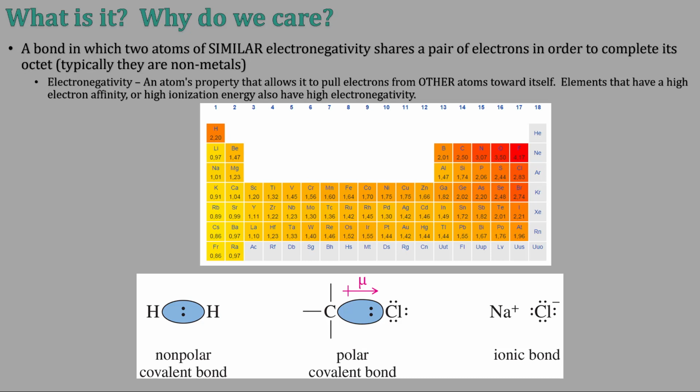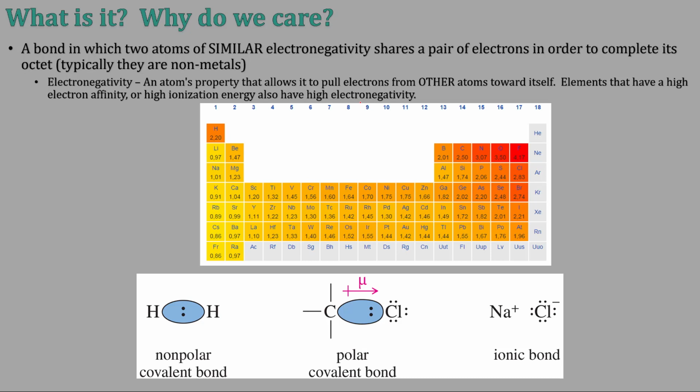Usually they're nonmetals. Before we get into it, electronegativity is an atom's property that allows it to pull electrons from other atoms towards itself. We don't talk about an atom having high electronegativity if it pulls its own electrons towards itself; if it has that, we call it a high electron affinity. Electronegativity goes outside of the atom and pulls electrons from another atom towards itself. Elements that have a high electron affinity or high ionization energy also have a high electronegativity, but that's why we have two different words for it. Whenever you're talking about electrons being pulled towards another atom across a bond, that is electronegativity.